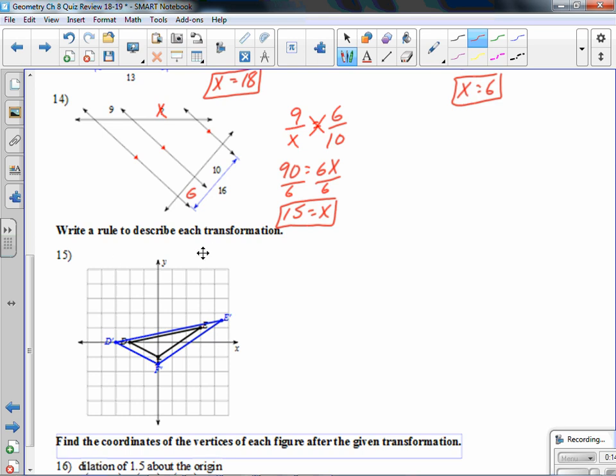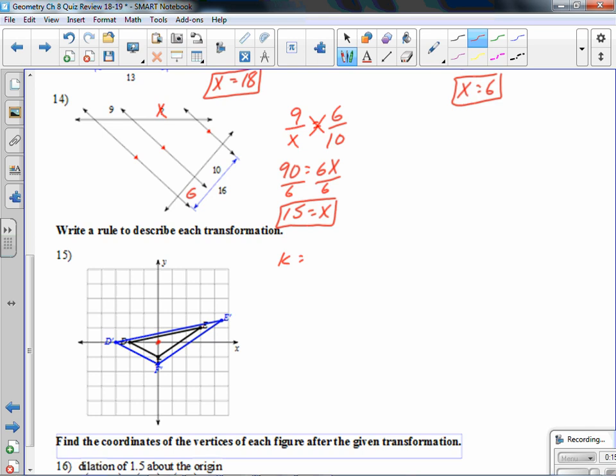So 15, write a rule to describe each transformation. So the original triangle is the black triangle there. The blue triangle, D prime, E prime, F prime is our dilation. And so if we want the rule, we need to know what the scale factor is. And so remember that the scale factor can be the distance from the center, which the center is our origin here, distance from our center to the prime point over the distance of the center to the original point.